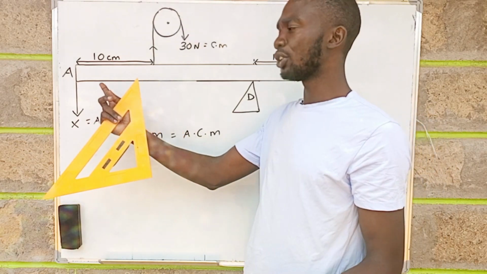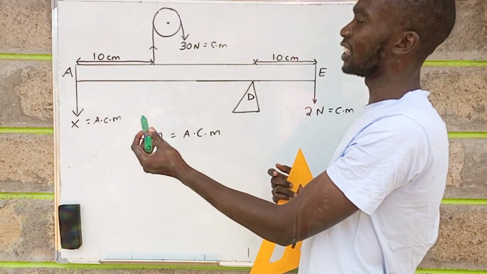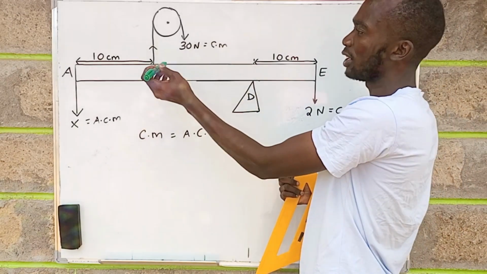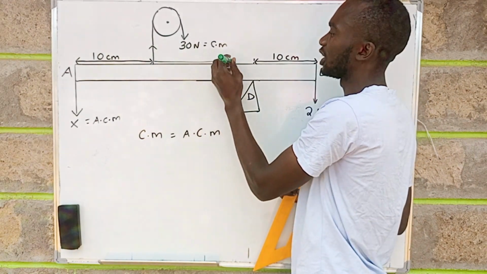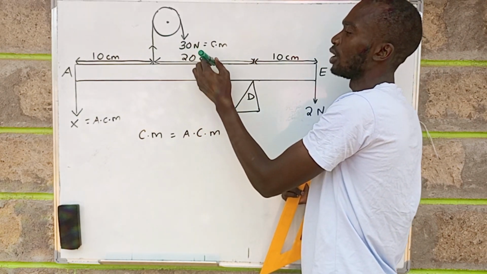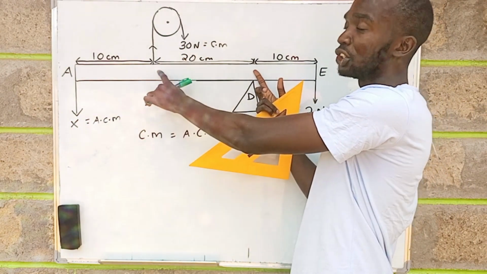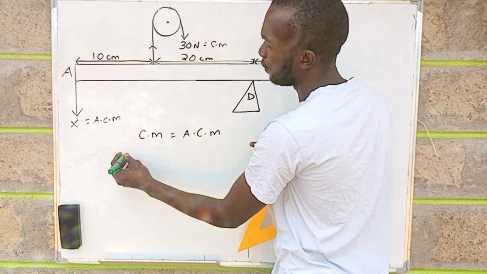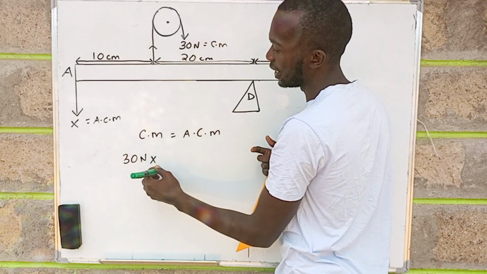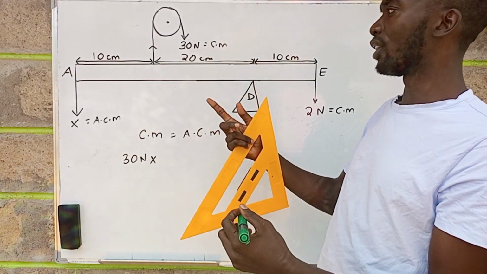And the length of the rod was given to be 40 centimeters. So it implies that from here to here is 10, and from here to here is 10. So the remaining distance from the pivot, this distance, is equal to 20 centimeters. So now we have the force of 30 newtons, and the distance from the pivot is 20. So that is the force, 30 newtons, multiplied by the perpendicular distance from the pivot to the line of action of the force.